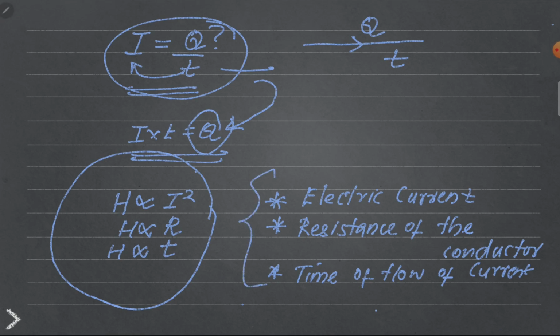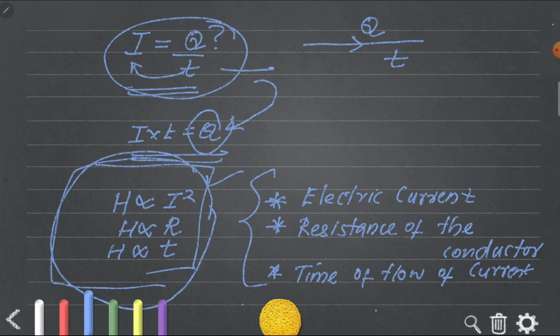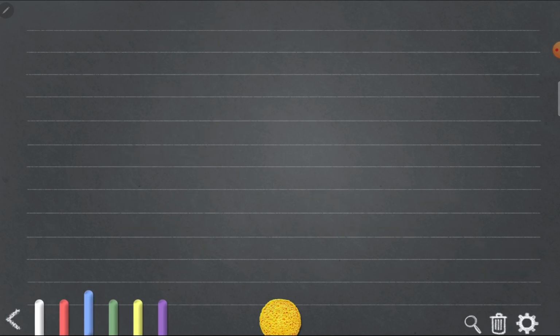Now it is represented in this way. You can write this if you are mentioning Joule's law, or else you simply write these three factors. Now I think that is clear for you. Let us move to the question on page number 11.